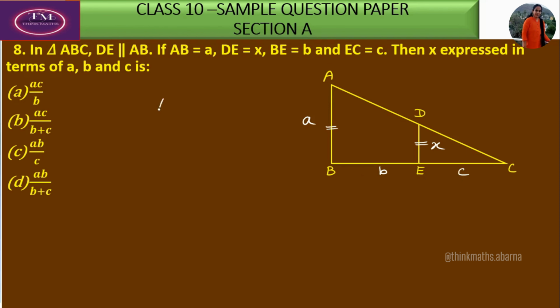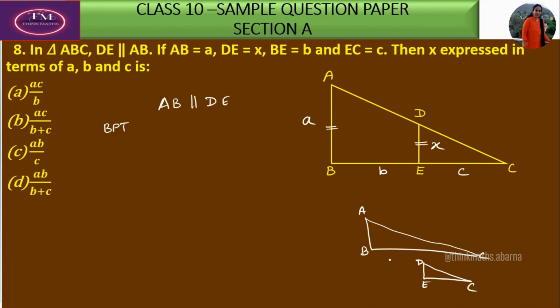So they have given AB parallel to DE. So then by BPT, we can say if we take the big triangle ABC and small triangle DEC, what can we write? AB by DE will be equal to, in this big triangle we have BC, so BC by the small triangle we have EC.